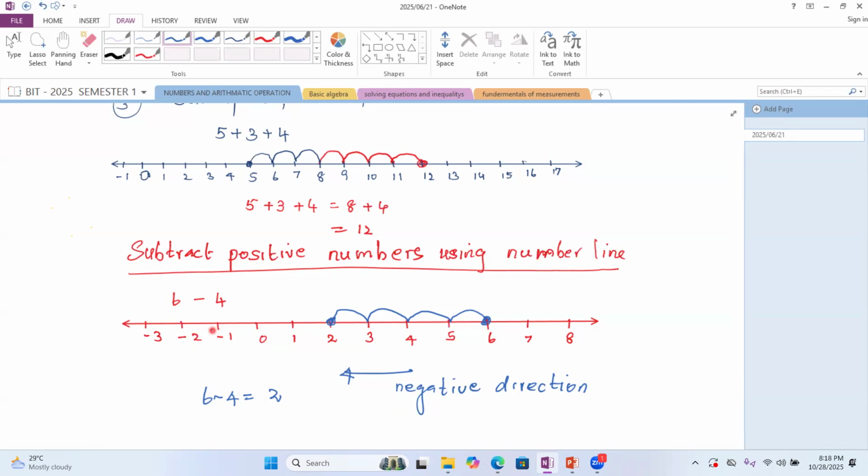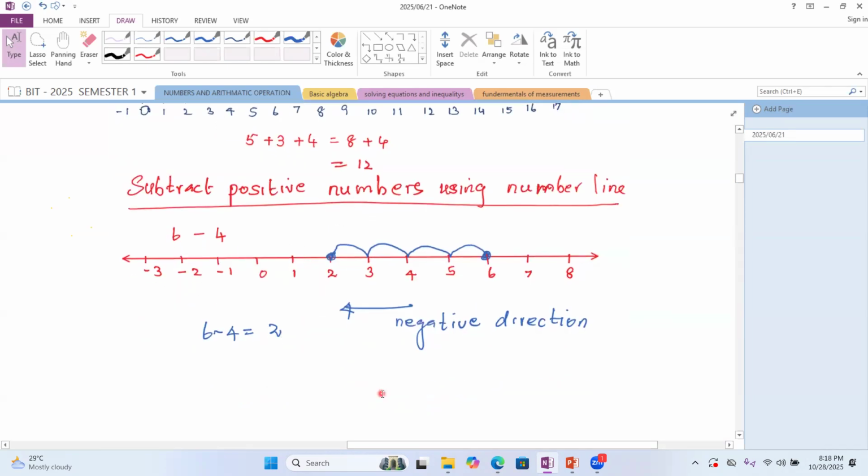So subtract means we move in the negative direction. Right. Another example.